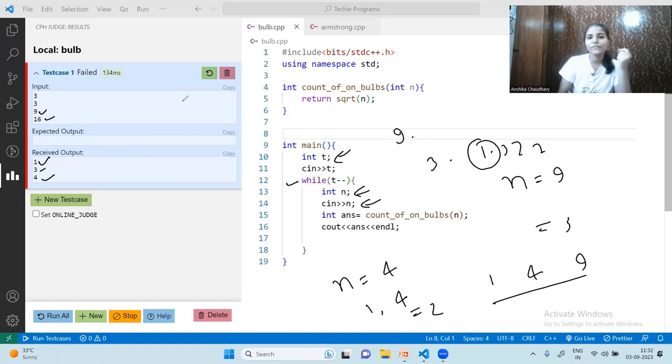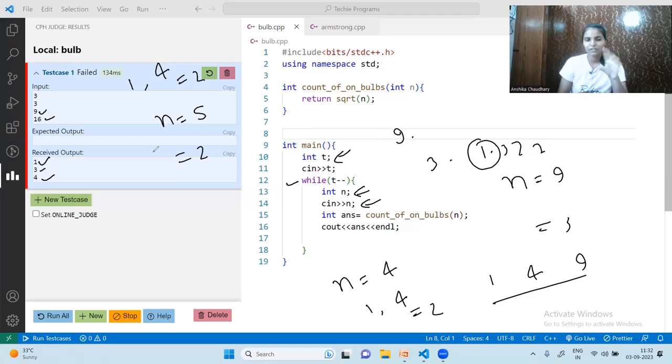Okay. So if we take the input as n equals 5, how many bulbs should be on? There should be the 1st and 4th bulb, that means 2. So if we give the input n equals 5, what should the answer be? The answer should be 2, right? But what is the square root of 5? That is 2 point something. But we will consider only the integer part, so that's why the answer will be 2.